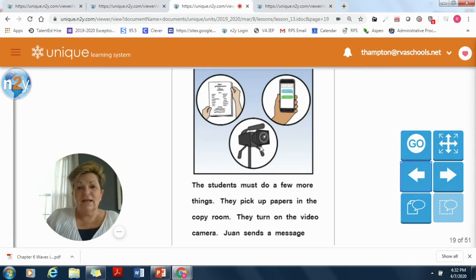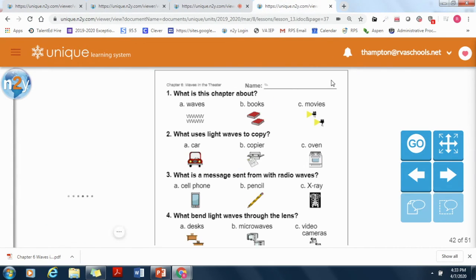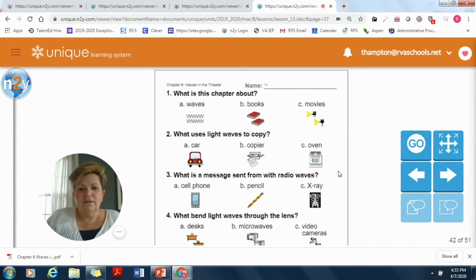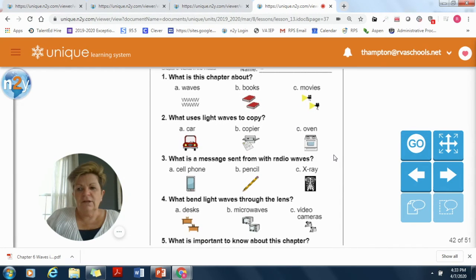It bends the light. Excellent. Very good. So we learned a great deal about light waves, radio waves, how the light waves bend. And all of this helps us through our daily life, but it's definitely helping the students as they're preparing for their play. All right, so let's go ahead and let's look at our test.